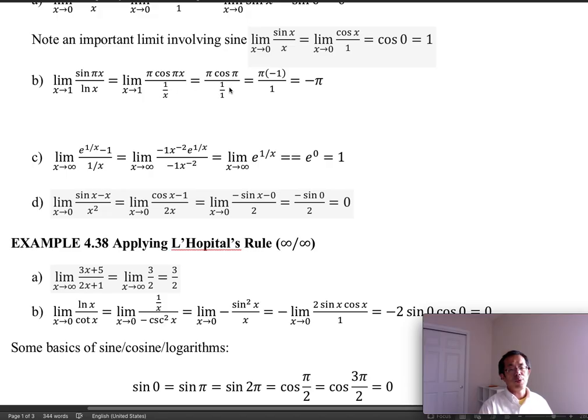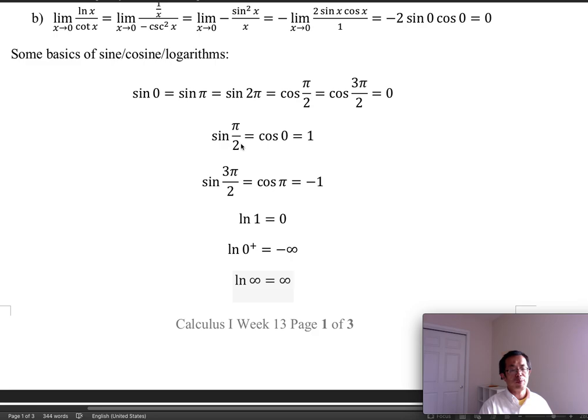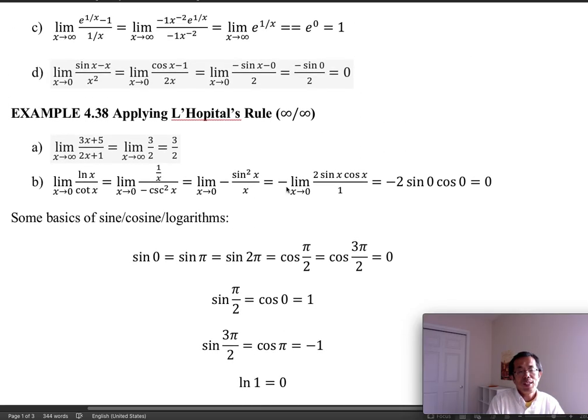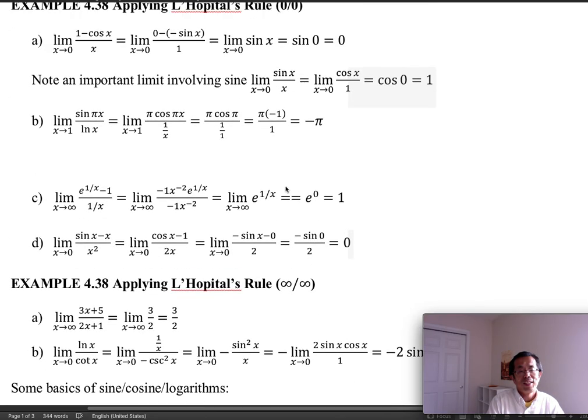And cosine pi, remember those basic sines and cosines. Do I have cosine here? Cosine pi, yeah, I do have cosine pi, which is negative 1. So this time, what we figured out here is such a limit, it is negative pi. It is negative pi, okay.